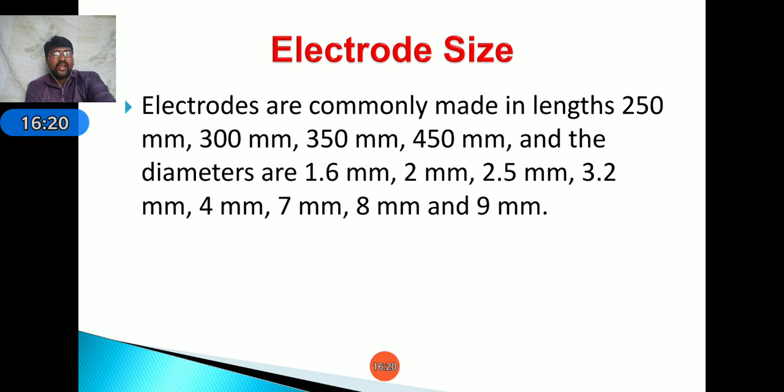Next, coming to electrode size. Electrodes are commonly made in lengths of 250 mm, 300 mm, 350 mm, 450 mm, and diameters of 1.6 mm, 2 mm, 2.5 mm, 3.2 mm, 4 mm and so on. Based on the length, the diameter also changes.